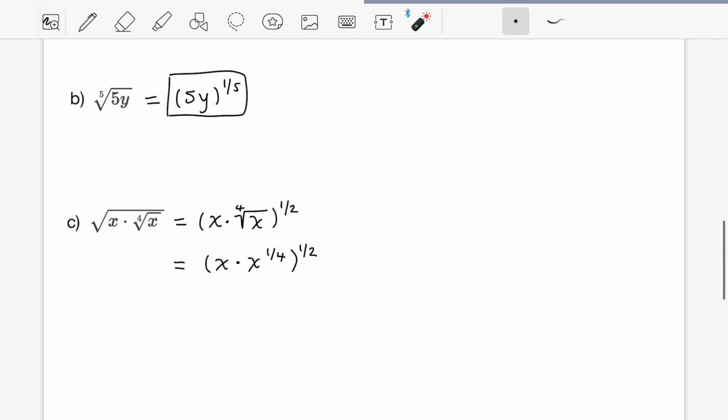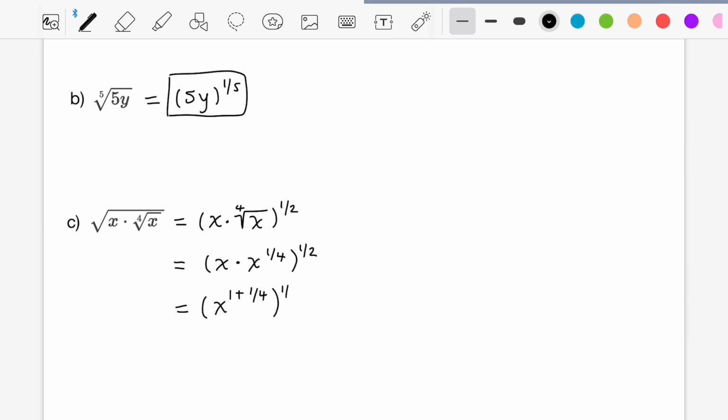All right, now on the inside here, this x is to the power 1, and this x is to the power 1 over 4. And when we multiply variables, we add their exponents. So this will be x to the power 1 plus 1 over 4 on the inside. Now to add these, we need to get a common denominator. So this would be x to the power 4 over 4 plus 1 over 4.